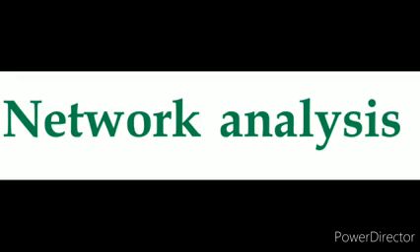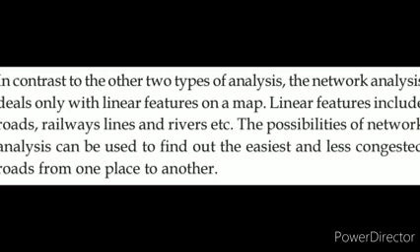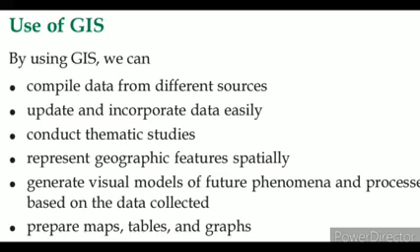Third type of analysis in GIS is network analysis. This network analysis deals only with the linear features on a map. Linear features include roads, railways, lines, and rivers, etc. Network analysis can be used to find out the easiest and less congested roads from one place to another. Look at the screen. These are the uses of GIS. Read it carefully, and this is given in your textbook.